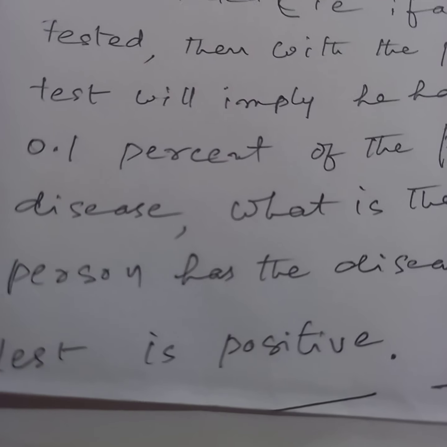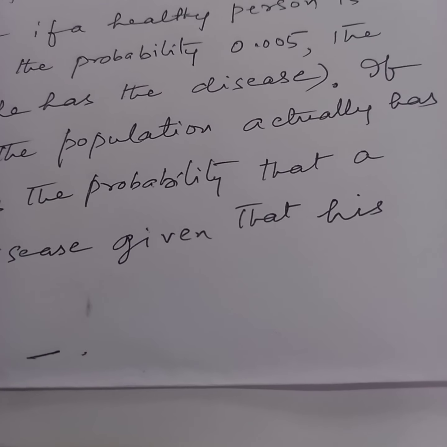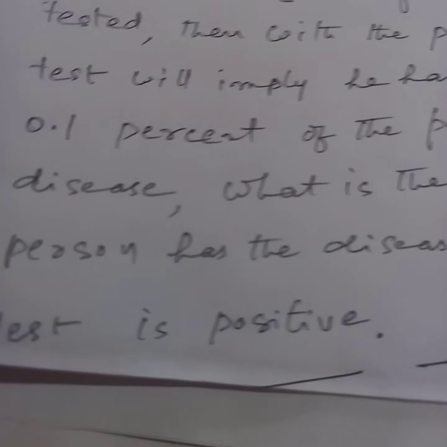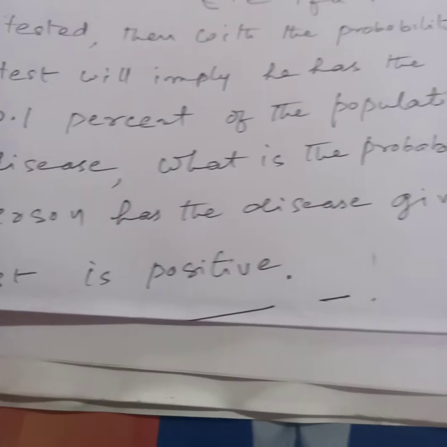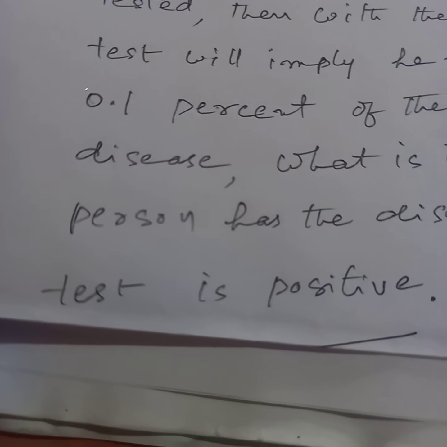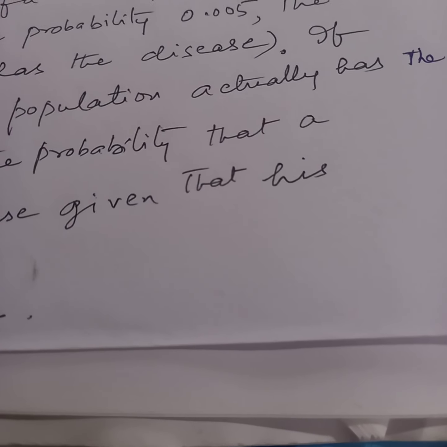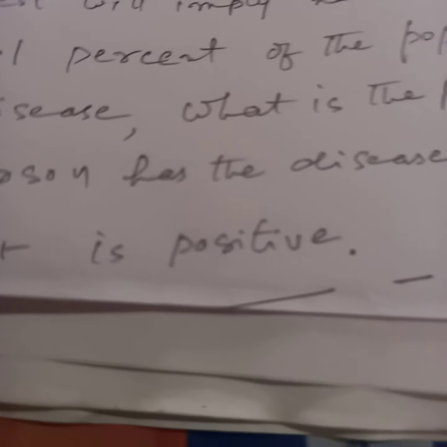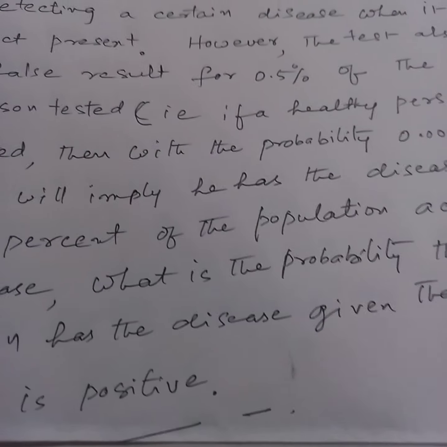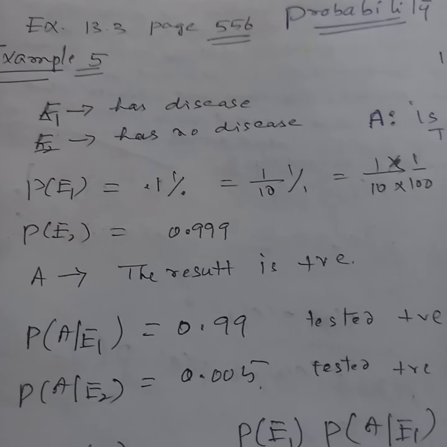If 0.1% of the population actually has the disease, what is the probability that a person has the disease given that his test is positive? Now I have read the problem completely. So we will solve the problem this way.